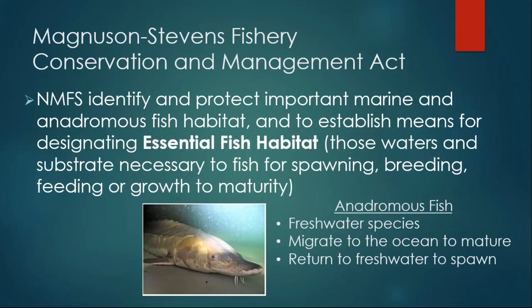The National Marine Fisheries Service identifies and protects important marine and anadromous fish habitat and establishes a means for designating essential fish habitat. EFH are those waters and substrates necessary to fish for spawning, breeding, feeding, or growth to maturity. EFH includes seagrasses and mangroves. EFH is protected under the Magnuson-Stevens Fisheries Conservation and Management Act, and this act mandates that federal agencies consult with National Marine Fisheries regarding actions that may adversely affect EFH.